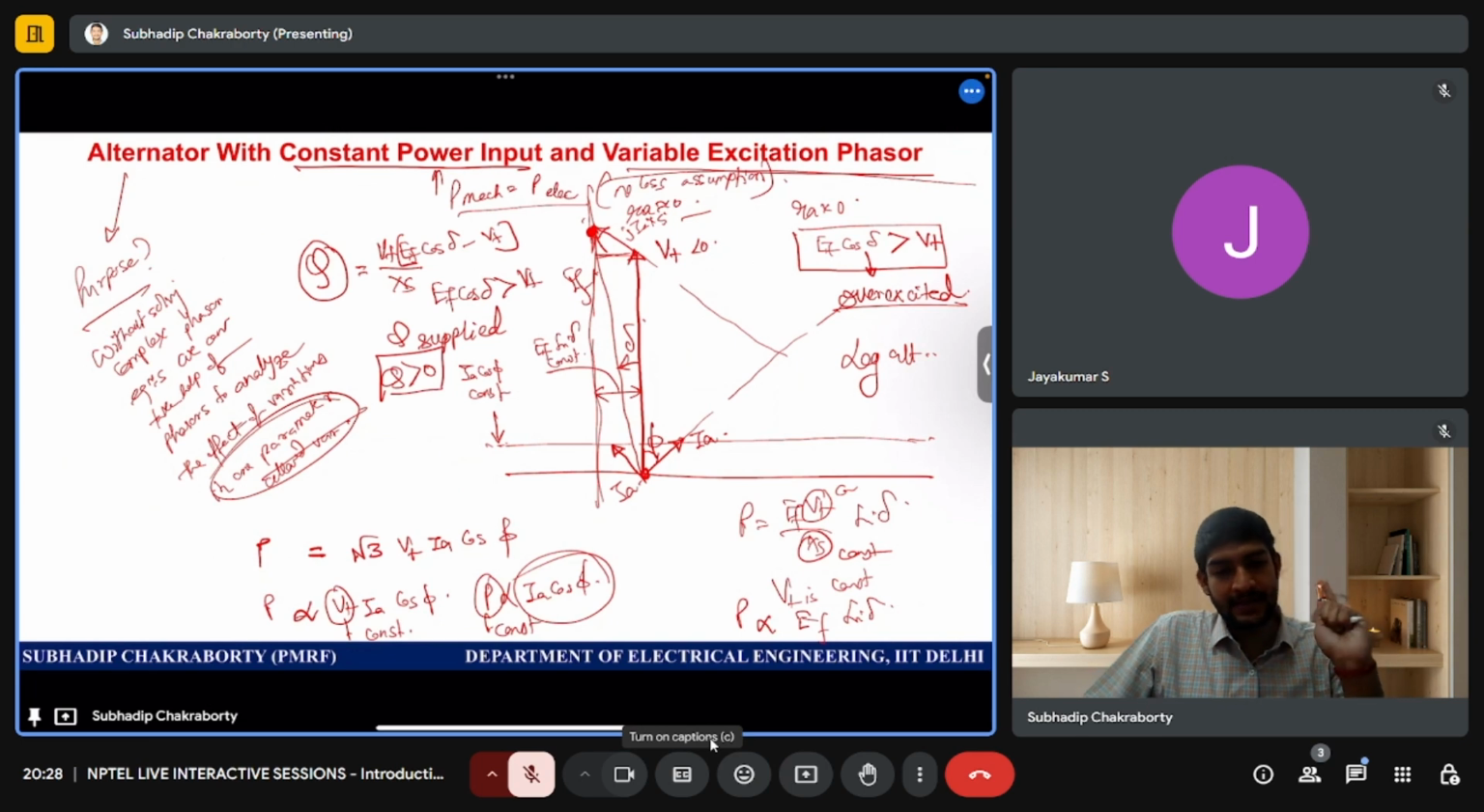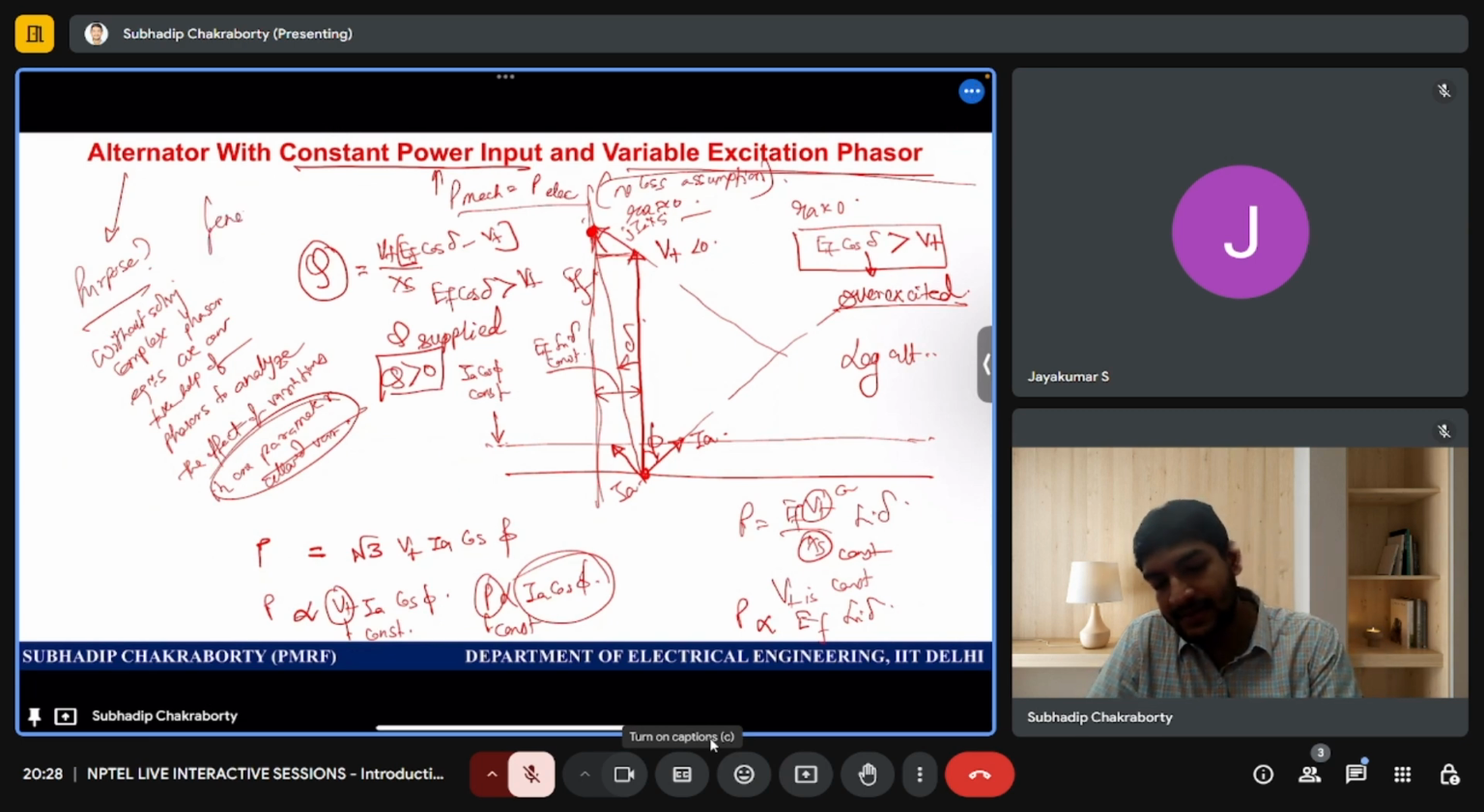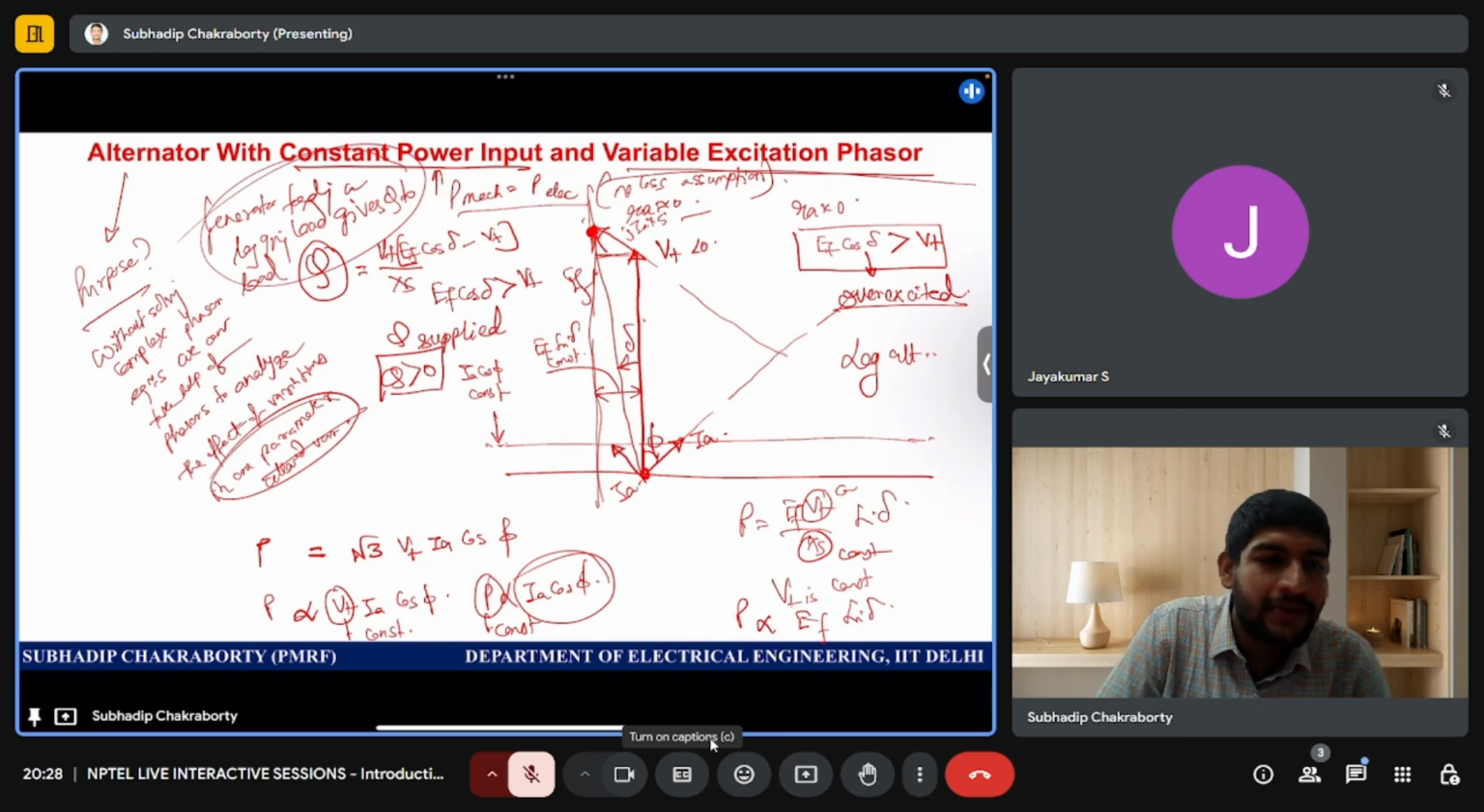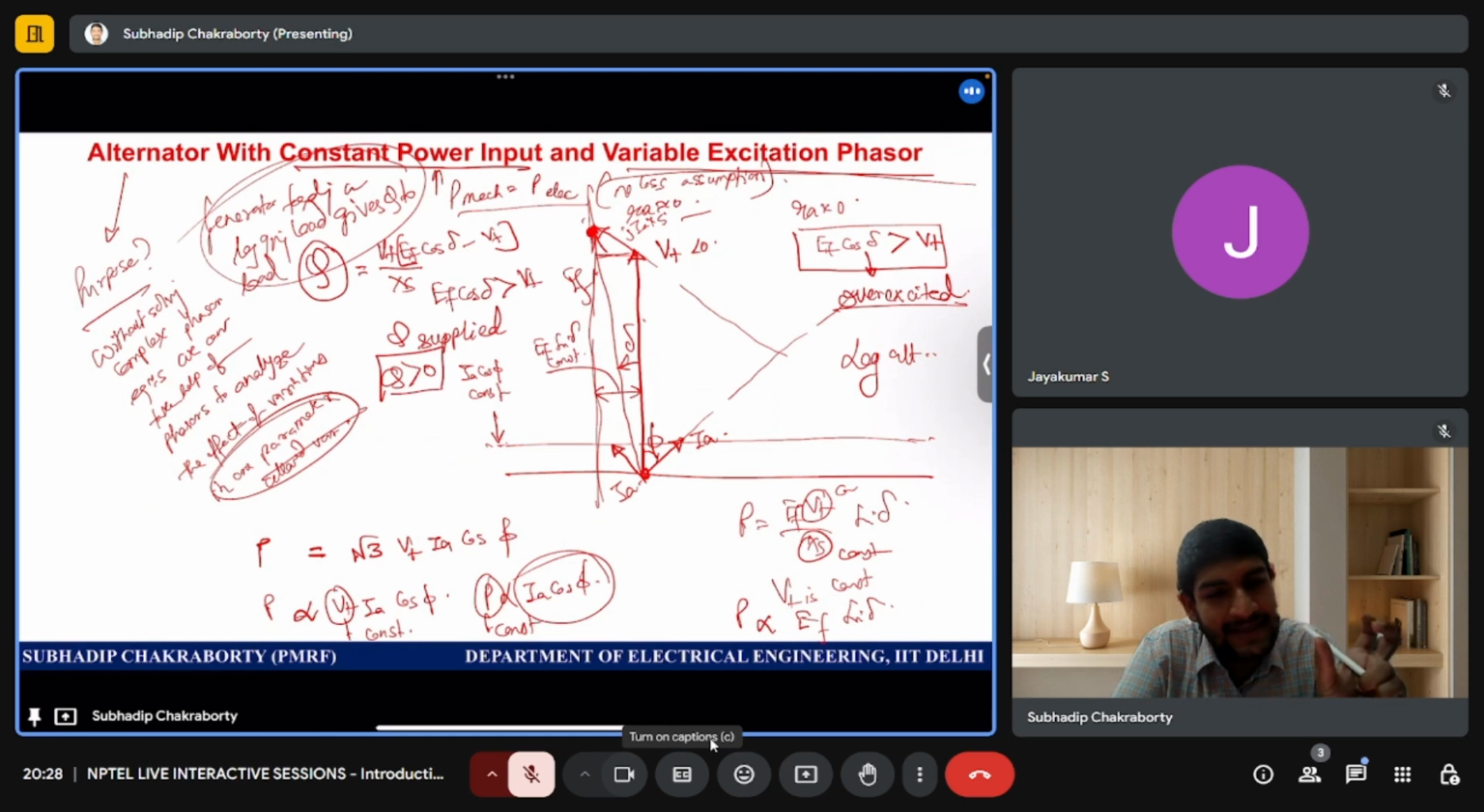So always remember that a generator feeding a lagging load gives reactive power to load. See, there is no meaning of giving reactive power or taking back reactive power, because I already told you that reactive power comes and goes back in one cycle.